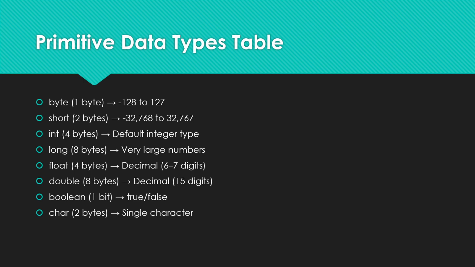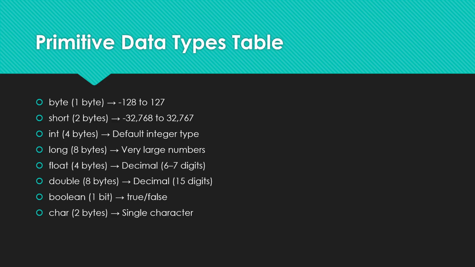Here is a quick table. Byte is very small. Only -128 to 127 numbers can be stored and its size is 1 byte. Short is a little bigger and int is the default choice for numbers. Long is for very large numbers like population. Float and double are for decimal numbers, but double is more precise. Boolean is true or false. Char stores single characters like A. So think of them as characters of different sizes. Some can handle small roles, some can handle heavy and big roles.